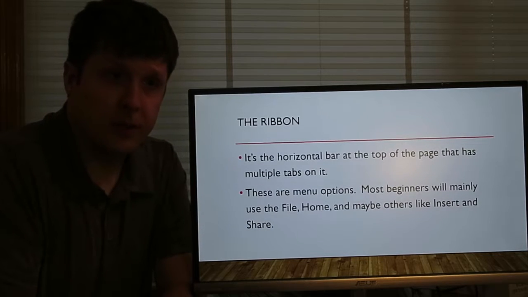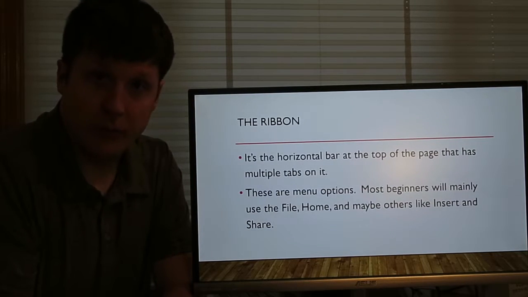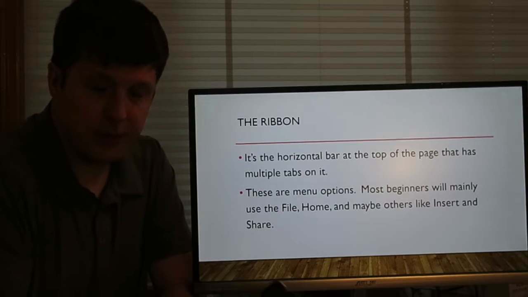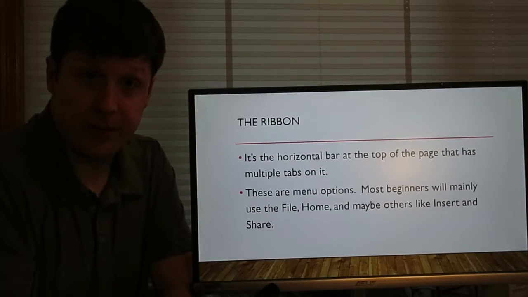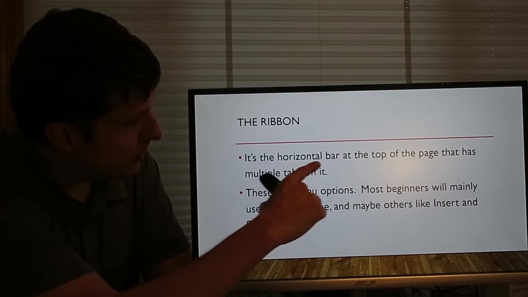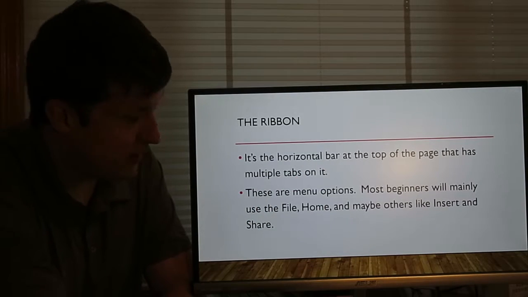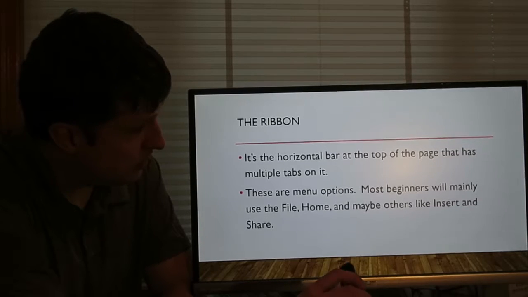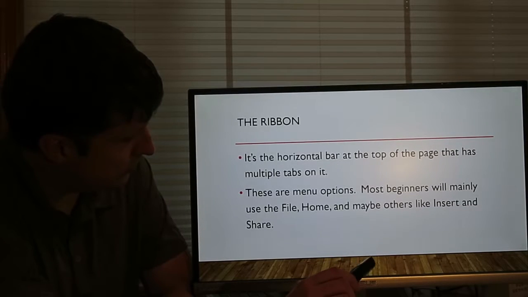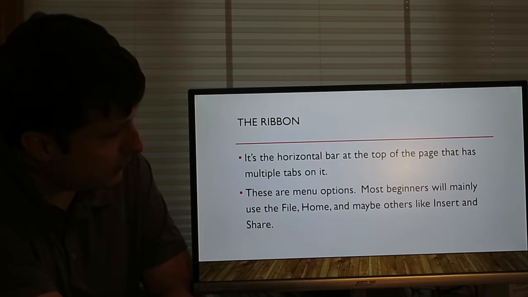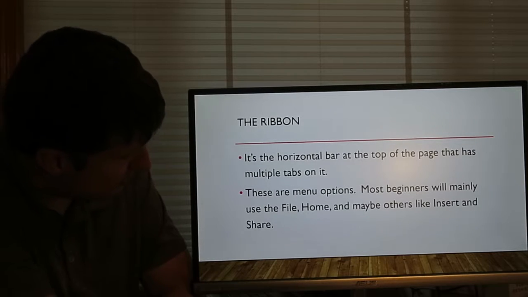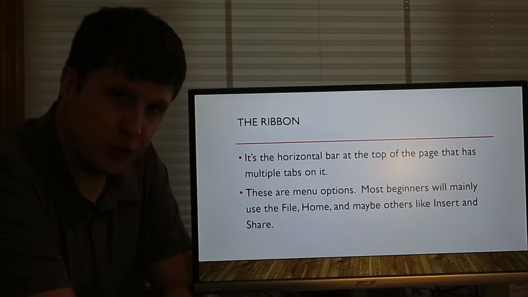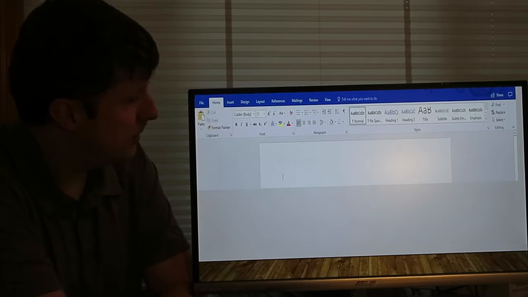One thing you're going to want to be very familiar with is the ribbon, because that is where you access just about everything in Microsoft Word. It's the horizontal bar at the top of the page that has multiple tabs on it. There are menu options. Most beginners will mainly use the File, Home, and maybe others like Insert and Share on the ribbon, and we'll show you a picture of that here in a second.